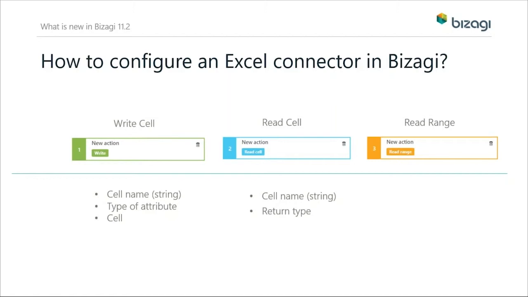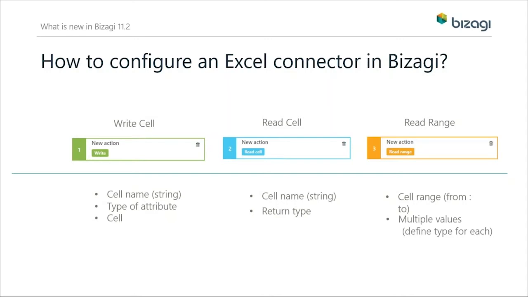And when you create such actions, what you have to define is the origin and the end of the range. And you could read multiple columns or values within the range. And those are the 3 options that you have in an Excel connector.